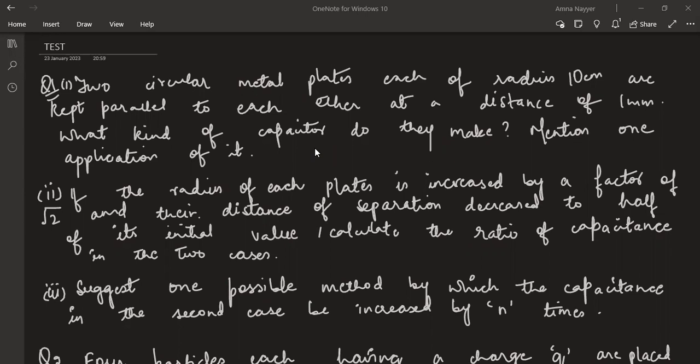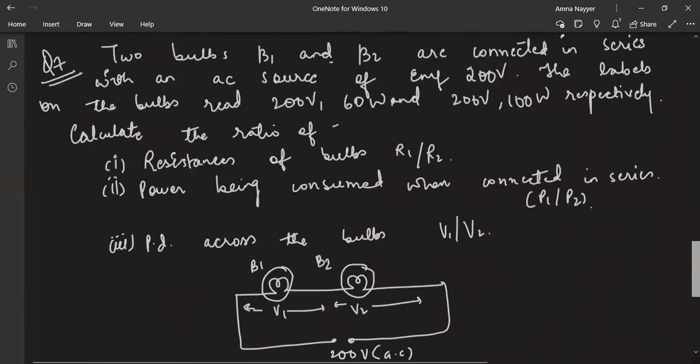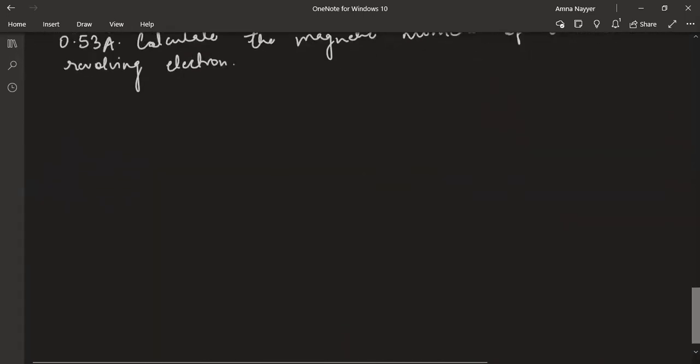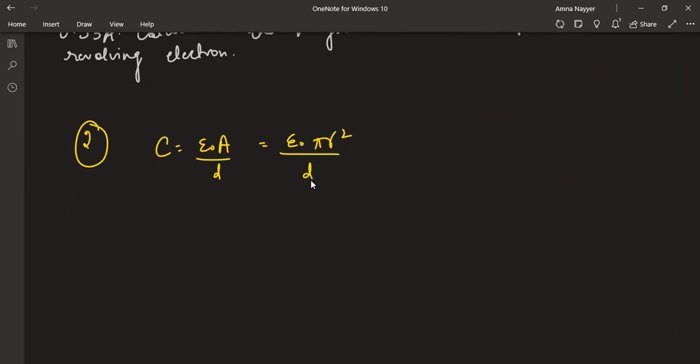The second question which I had given was, if the radius of each plate is increased by a factor of √2 and their distance of separation is decreased to half of its initial value, you had to calculate the ratio of capacitance in both the cases. I'll write this down separately. Here for the second question, capacitance is epsilon naught A by d. So if you write the area, that becomes epsilon naught pi r square by d.